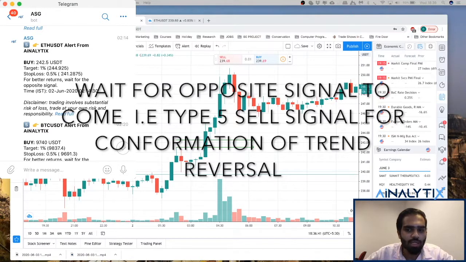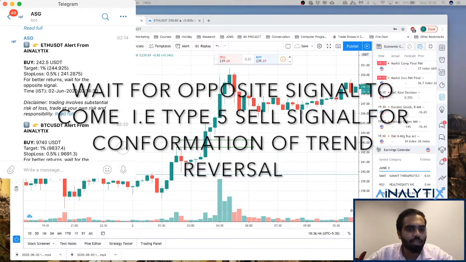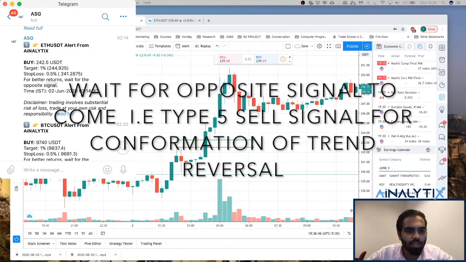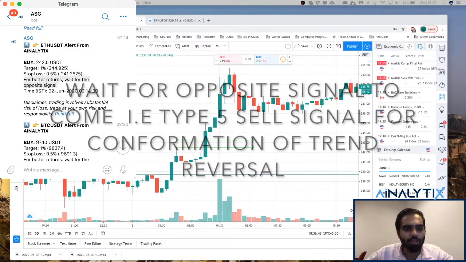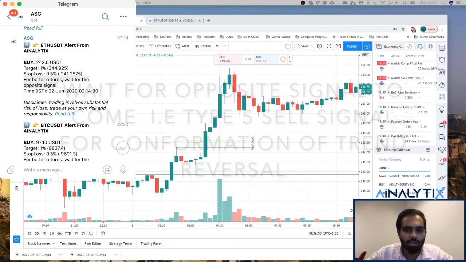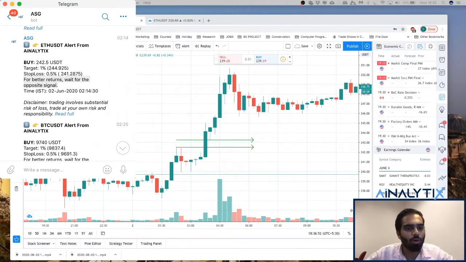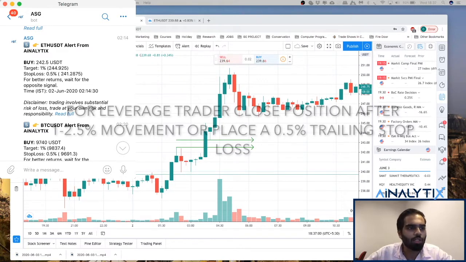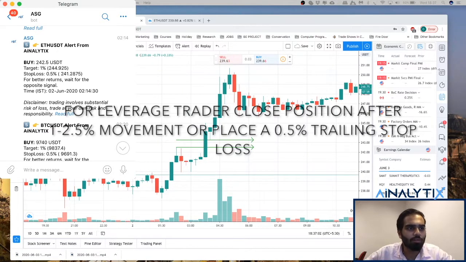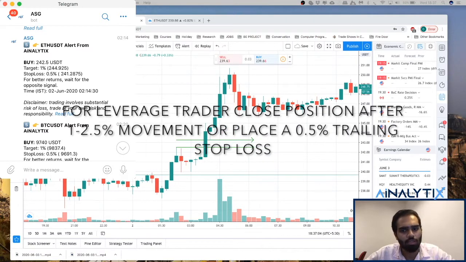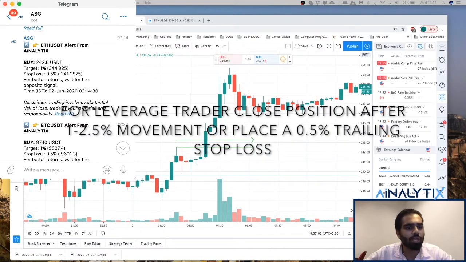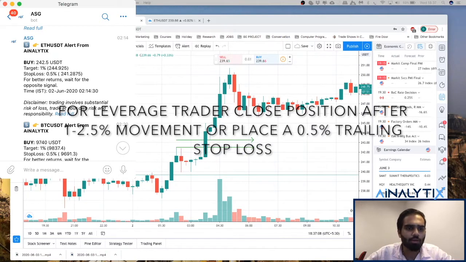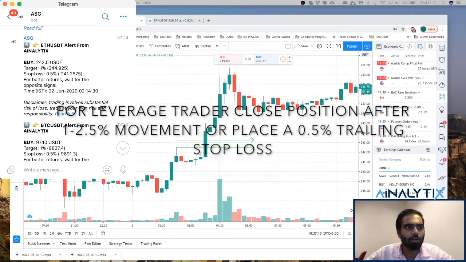Now to close this position we need to wait for an opposite sell signal, a type 5 ETH USDT sell signal to come into place, because for a type 5 signal we either want a sell signal to come into place, or we can also close the signal after taking a 1 to 2.5% profit, because I assume a lot of people trade on high leverage. So the best thing to do is have your stop losses and take profits in place. What we recommend generally is 1% or 2.5%, depending on your risk appetite.